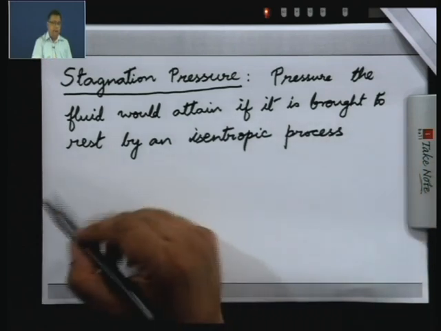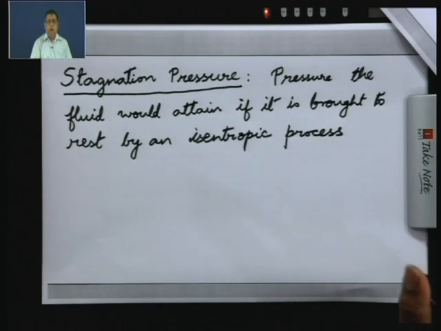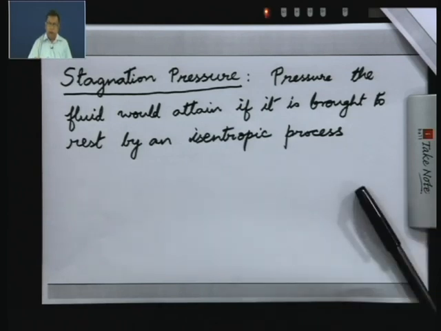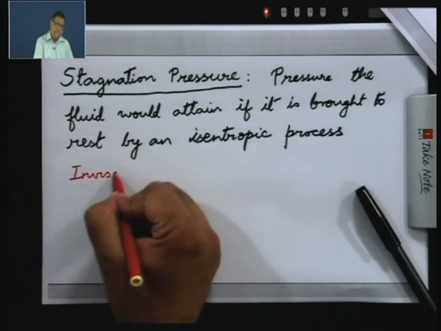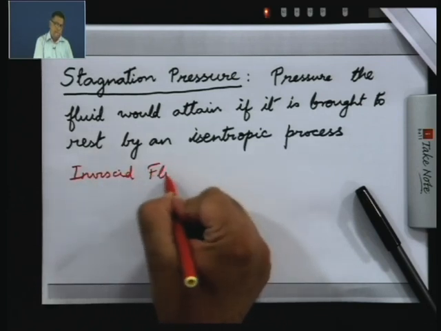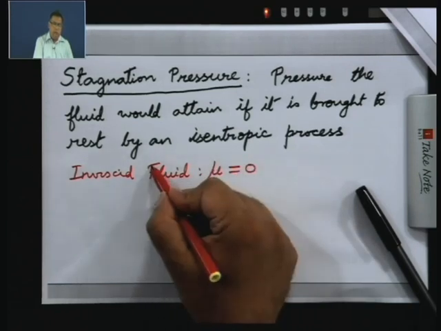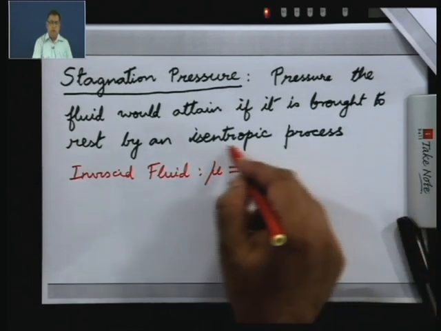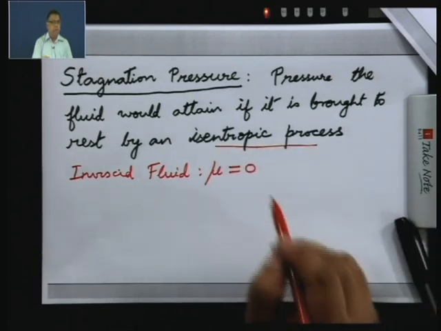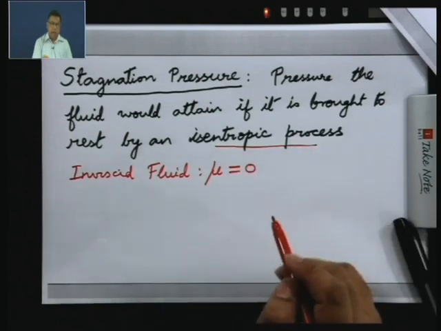This is the formal definition of stagnation pressure, which also holds for compressible fluids. Now, we are dealing with an inviscid fluid. So, here the viscosity is 0 and all processes are reversible processes. So, automatically this condition of isentropic process is going to be satisfied.